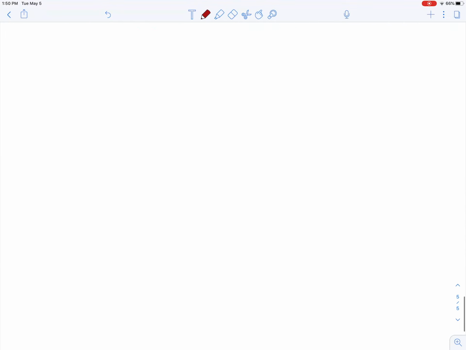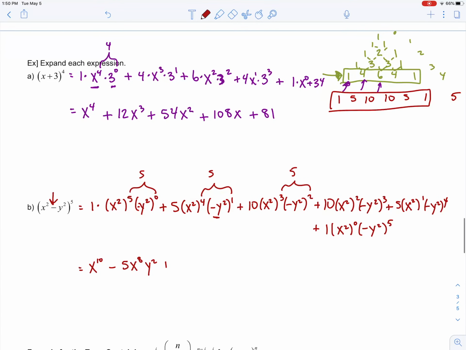The next one has an even exponent, so plus 10 x to, where are we at? The 6th y to the 4th. Then the next one will be negative because of the odd exponent. Negative 10 x to the 4th y to the 6th. So I'm multiplying these exponents still. The next one is positive, plus 5 x squared y to the 8th.